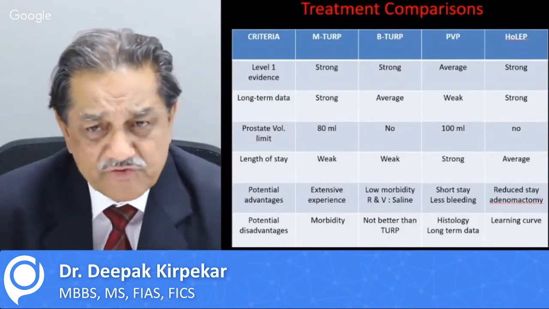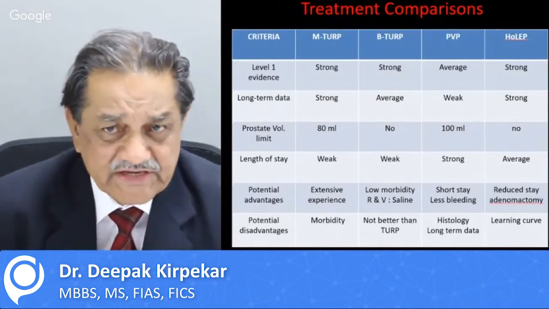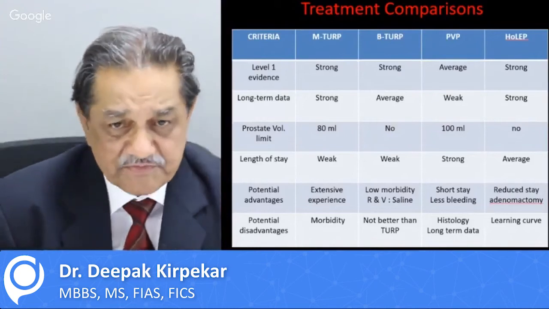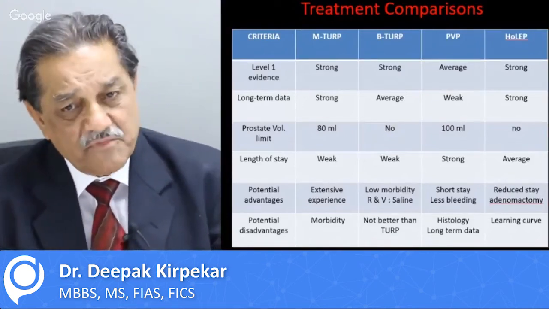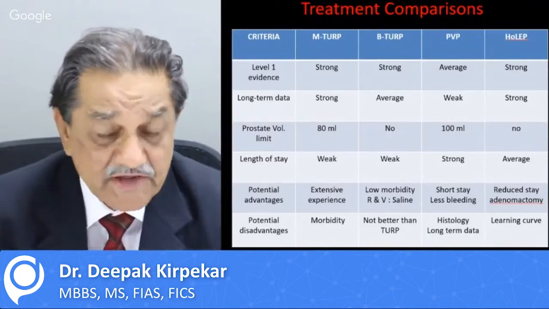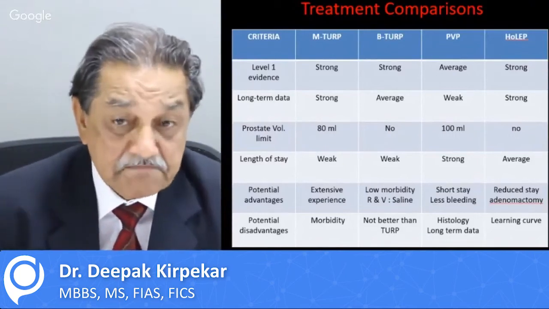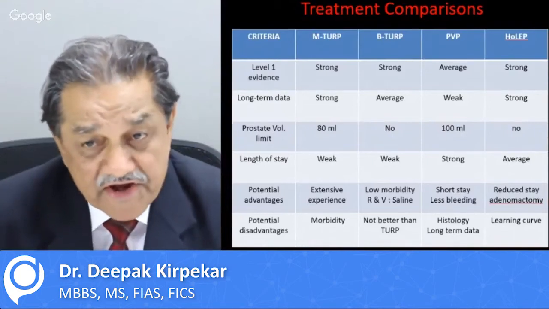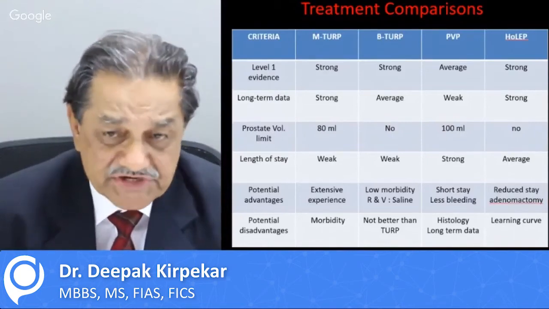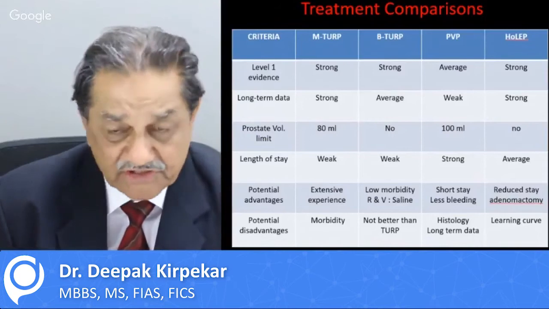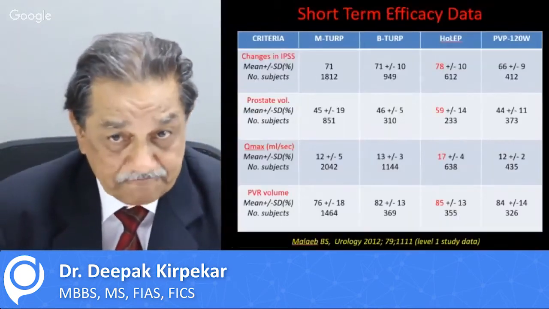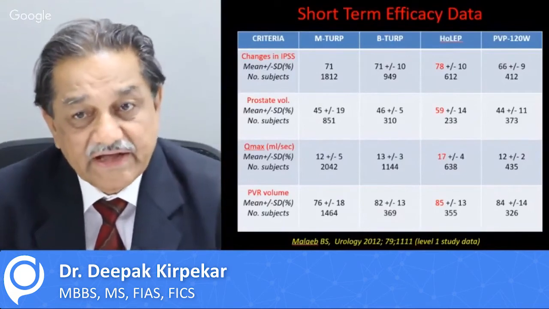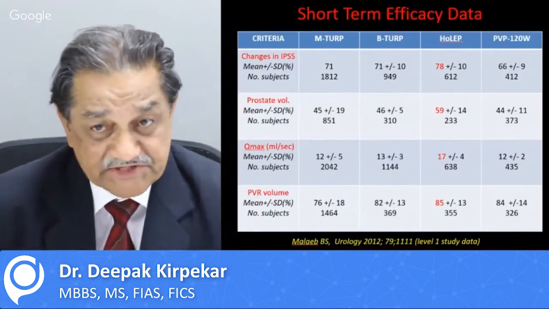But eventually, what will decide which procedure is used is the potential disadvantages. MTURP still continues to have a little more morbidity as compared to others. BTURP is better than that. HOLEP has a longer learning curve, and in vaporization, we lack histopathological evidence of what we have removed. If you look at this chart, HOLEP is better in all respects.